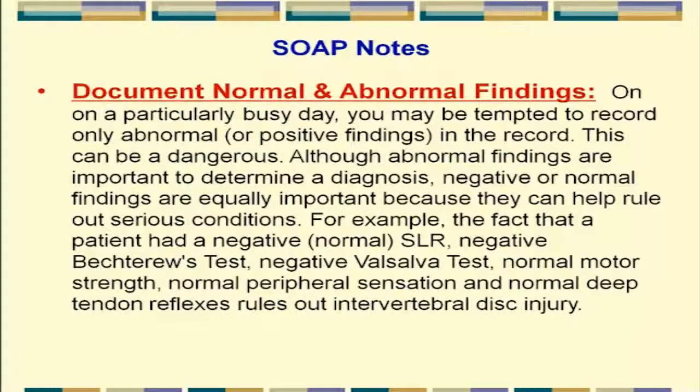Document normal and abnormal findings. On a particularly busy day, you may be tempted to record only abnormal findings in the record. This can be dangerous. Although abnormal findings are important to determine a diagnosis, negative or normal findings are equally important because they can help rule out serious conditions. For example, the fact that a patient had a negative straight leg raise, negative Bechterew, negative Valsalva, normal motor strength, normal sensation, normal reflexes, that rules out disc injury.